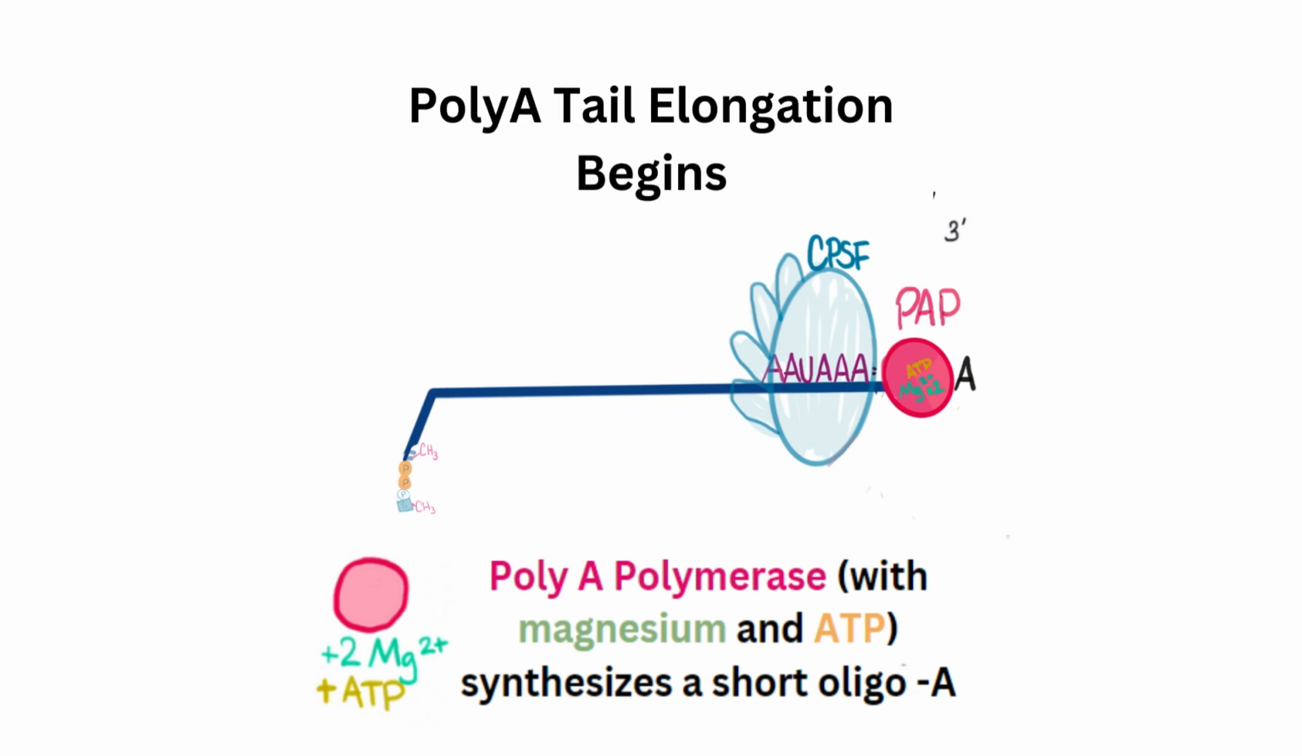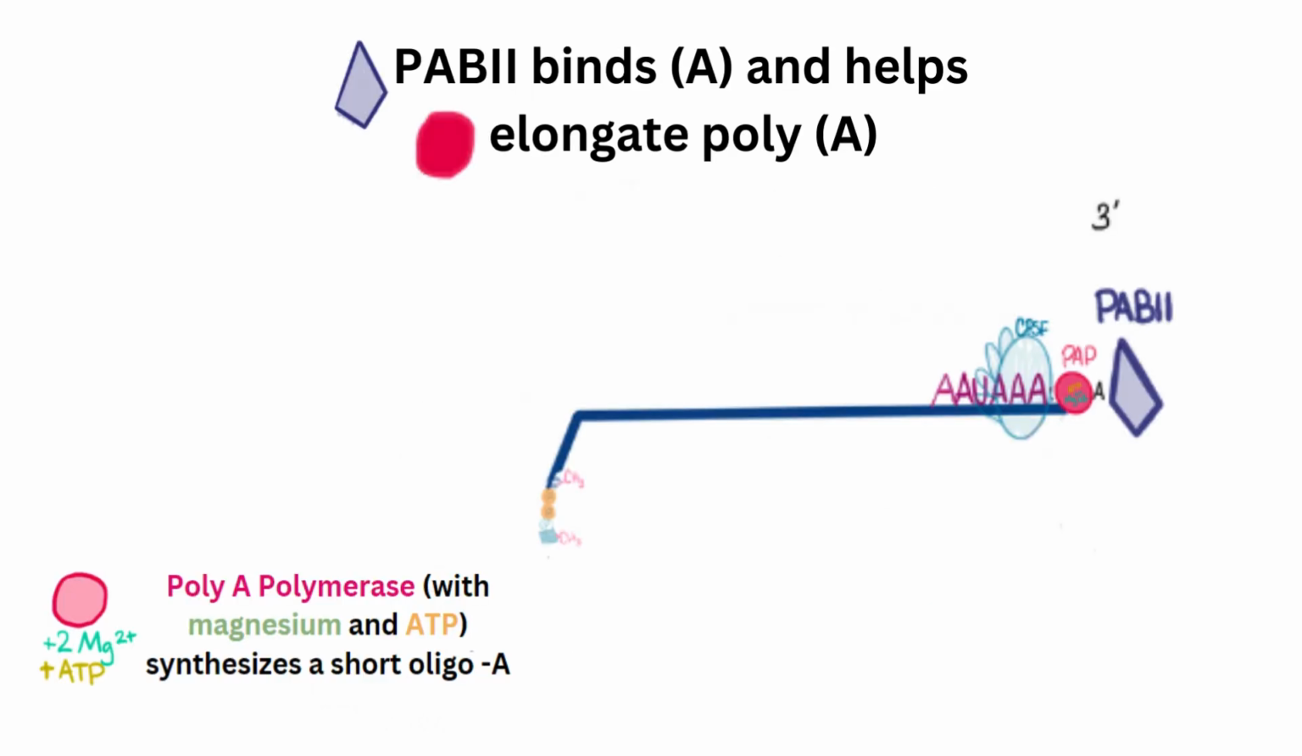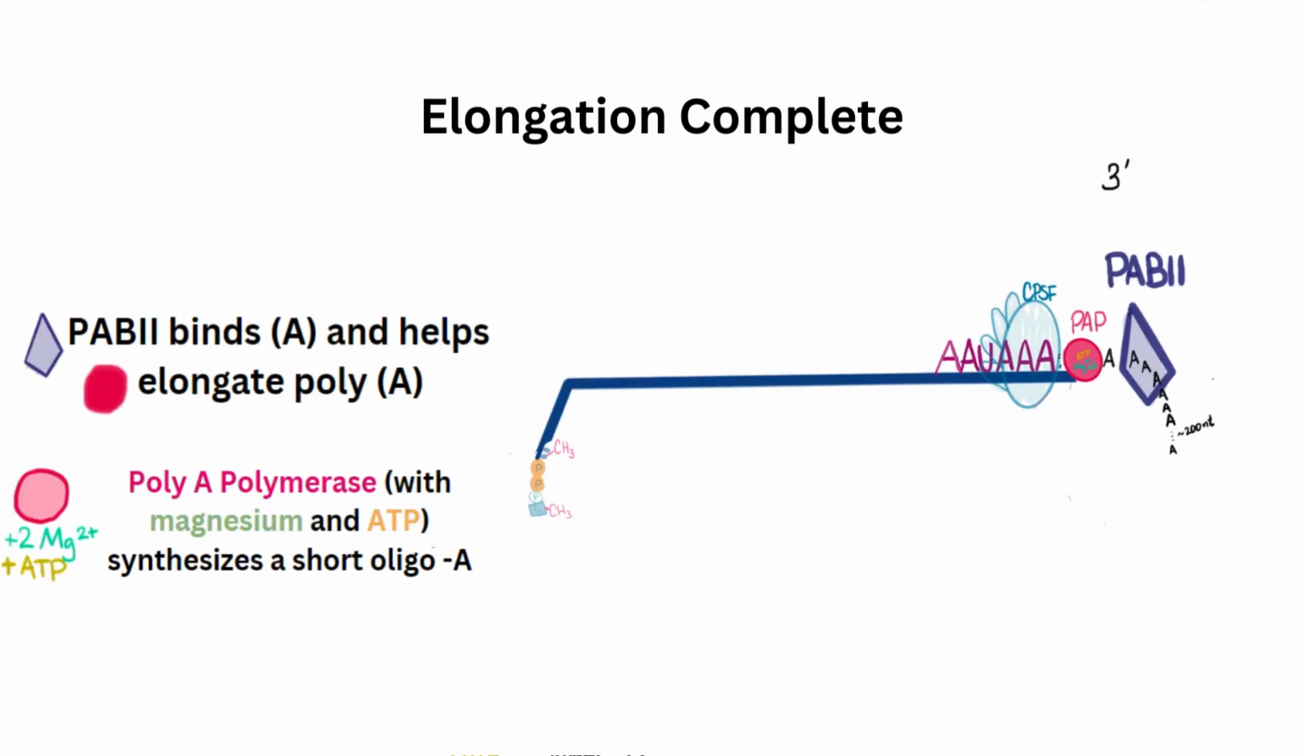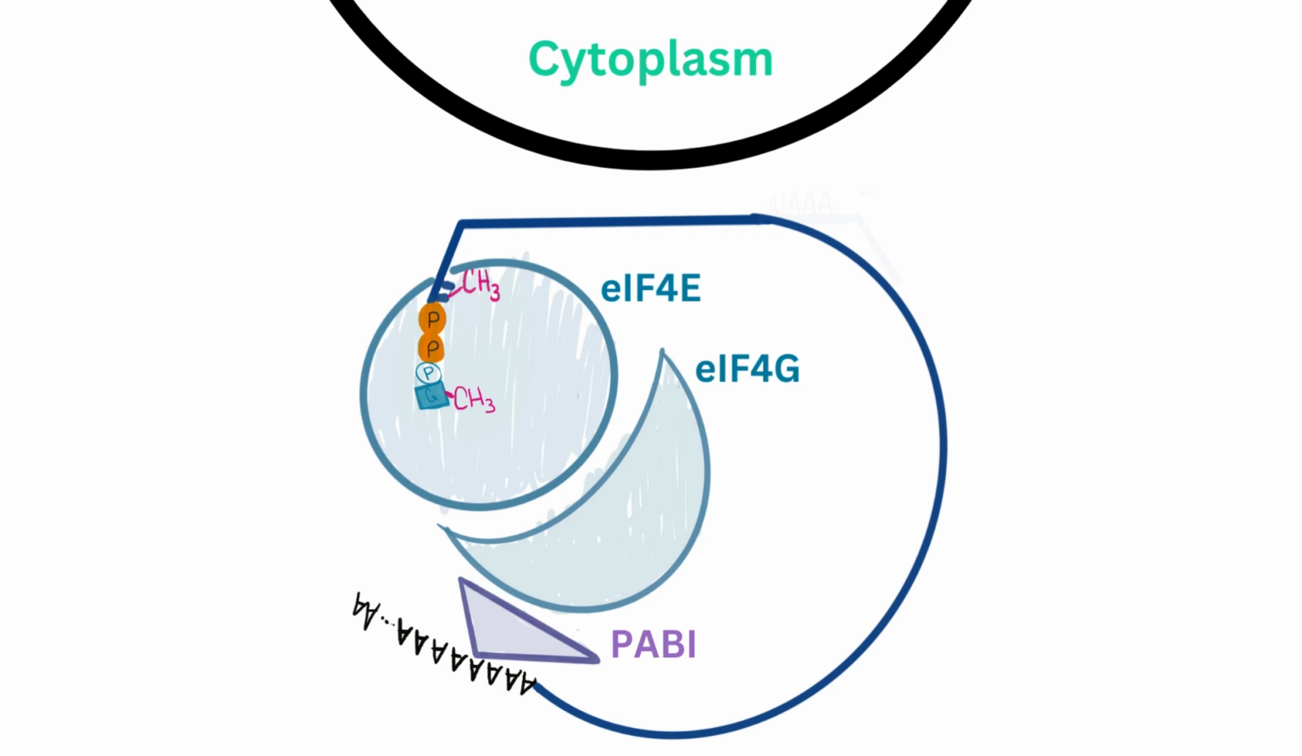Elongation requires poly A binding protein 2. It binds the short oligo A pre-initiated by PAP. These three work in concert to rapidly make a poly A tail about 250 nucleotides in length. Once matured, these polyadenylated mRNAs exit the nucleus to enter the cytoplasm, where translation will occur.